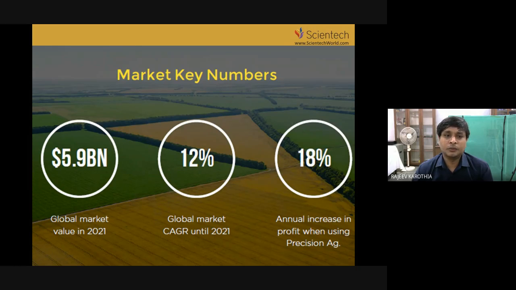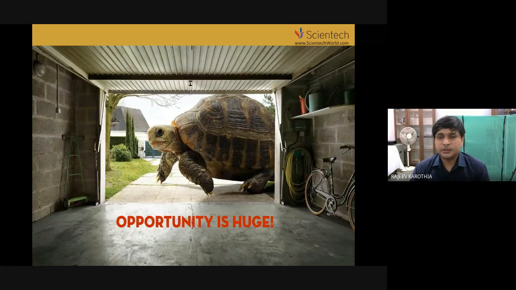If we are talking about market analysis, in agriculture we have a global market of around $5.9 billion. And if we are talking about the growth rate of the global market, that is 12% by 2021. And if you are using precision agriculture, then you will get the benefit of an 18% annual increase in your profit. So we can say the opportunity is huge by using precision agriculture. So how can we get more crop by implementing precision agriculture technology in agriculture?